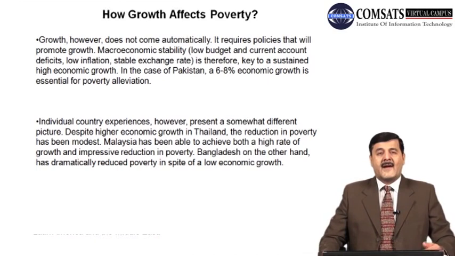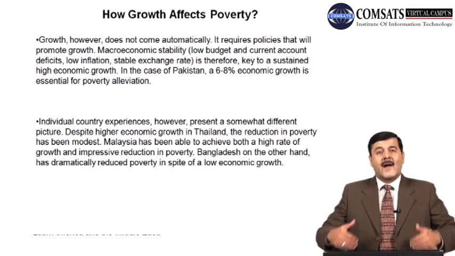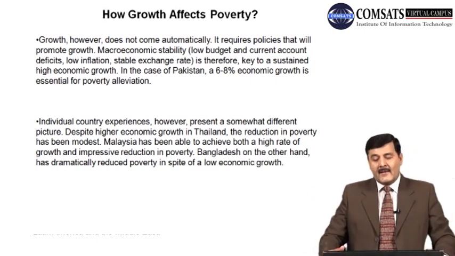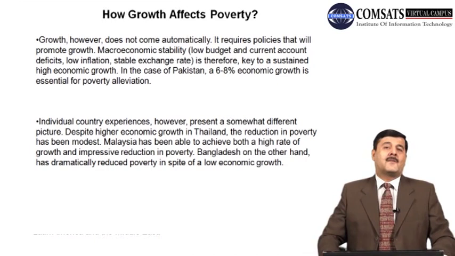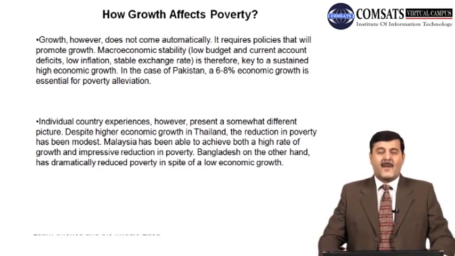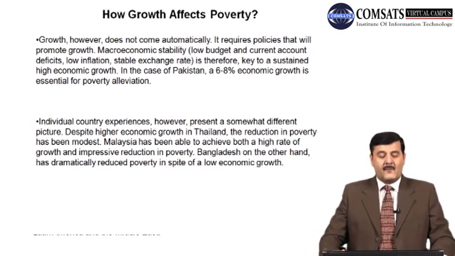So for example, despite higher economic growth, there are some countries which have not completely reduced poverty. Like if we talk about Thailand, the reduction in poverty has been modest. Malaysia has been able to achieve both high economic growth and impressive reduction in poverty. इसी तरह अगर बांग्लादेश की बात करें, on the other hand, they have dramatically reduced poverty in spite of low economic growth.